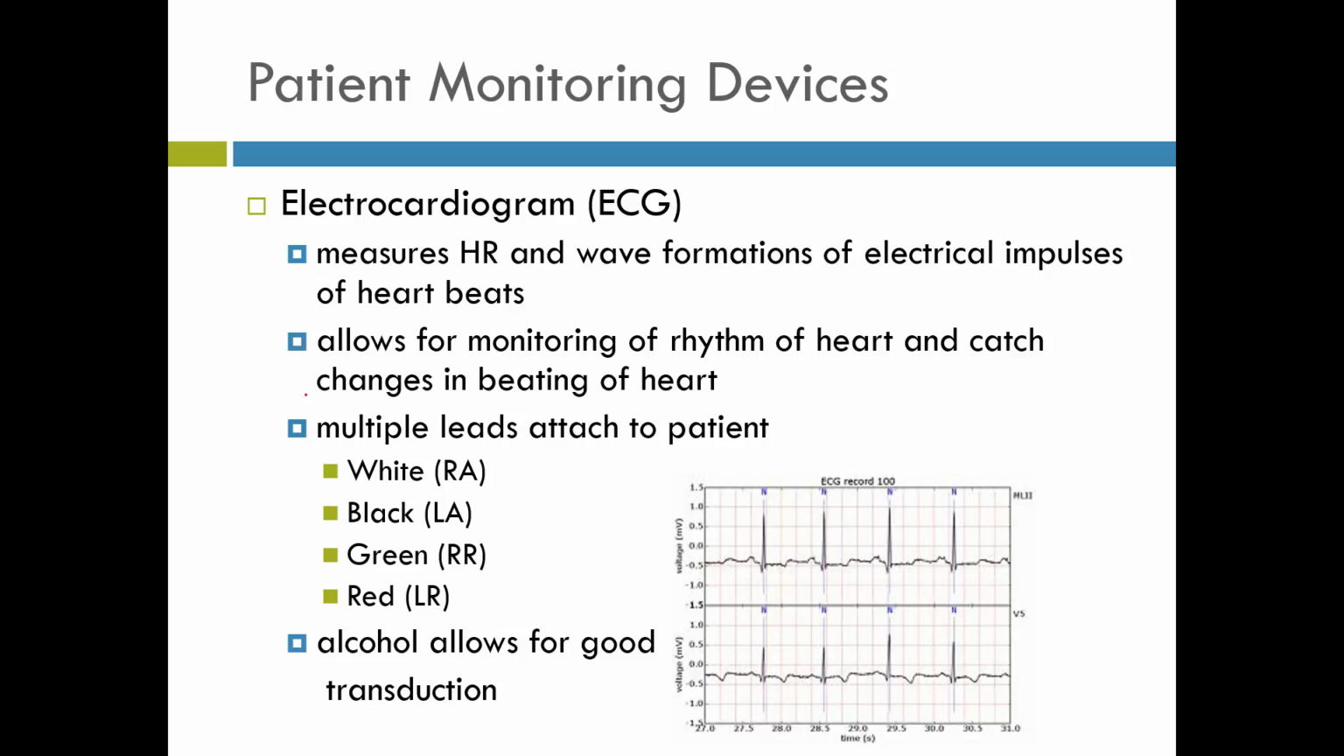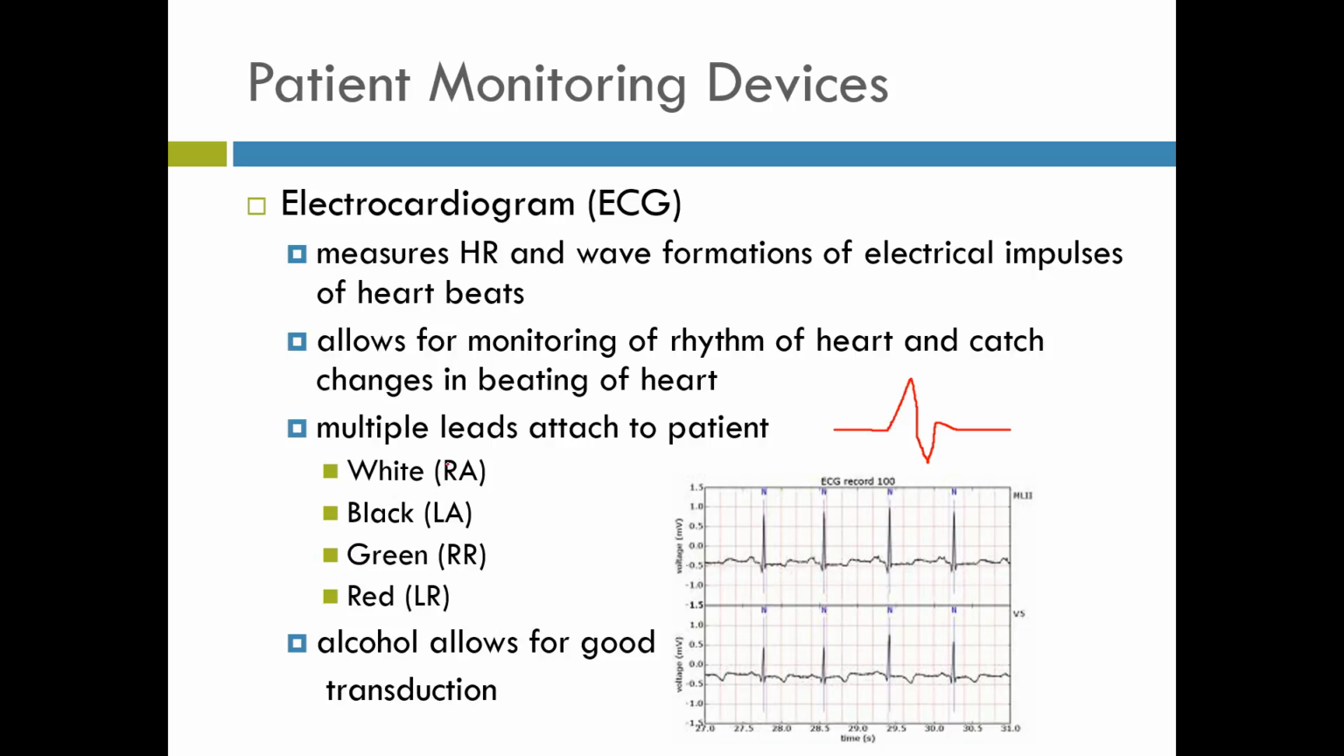The electrocardiogram, or ECG, measures the heart rate and wave formations of electrical impulses of heartbeats. This allows for monitoring of the rhythm of the heart and catching changes in the beating of a heart. And so we can actually see how that heart is pumping and contracting on a measurement scale. So these are called QRS waves. We're not going to go way into what a QRS wave is and how the contraction, the systolic and diastolic, work to make these waves. That's more for the tech program. What you do need to know is how we attach the leads to the patient.